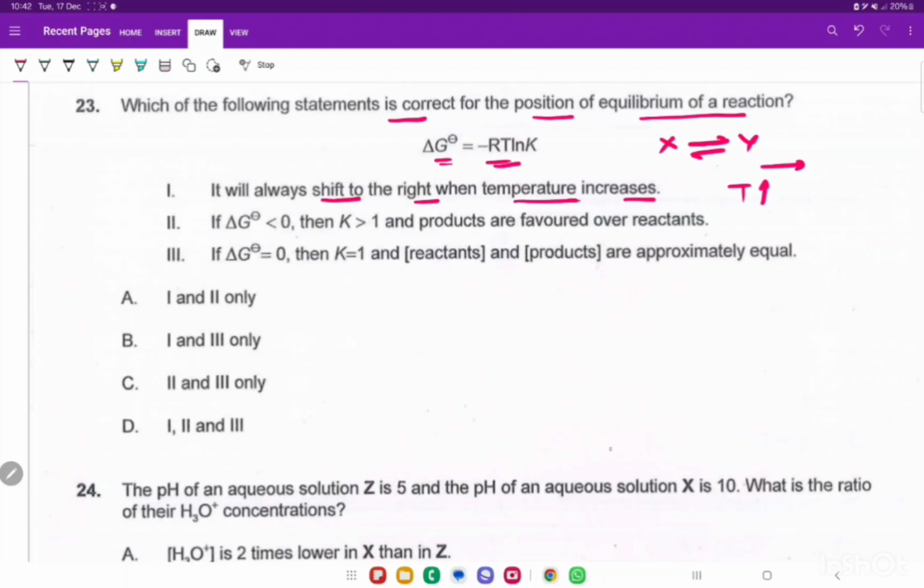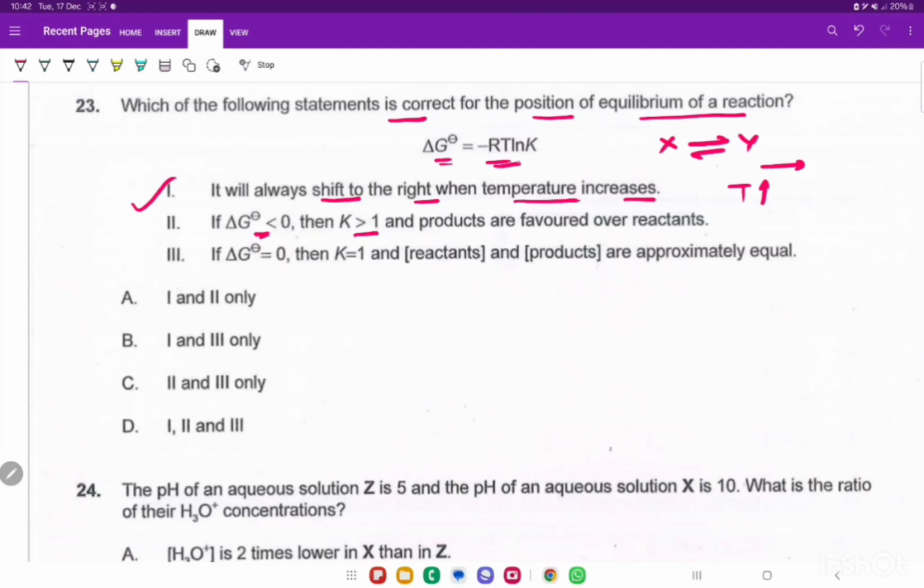It means delta G is becoming more negative. Delta G is negative as per this equation. If I increase temperature, delta G is becoming more negative. When temperature is increased, delta G will become more negative. It means it will shift to the right. It is correct. Delta G is less than 0 when K is greater than 1.